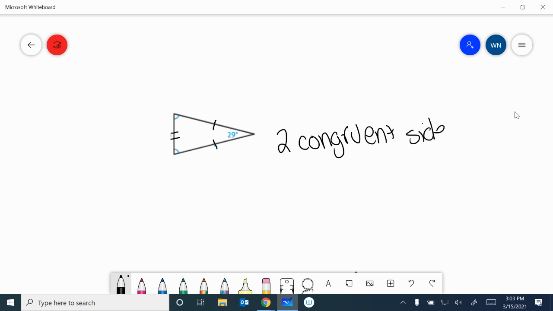make sure you're writing this in your notes. 2 congruent sides is an isosceles triangle. Make sure you are spelling this correctly in your notes. 2 congruent sides is an isosceles triangle. Remember, we're focused on sides first. We are not focused on those angle measurements quite yet. So our 2 congruent sides are isosceles.